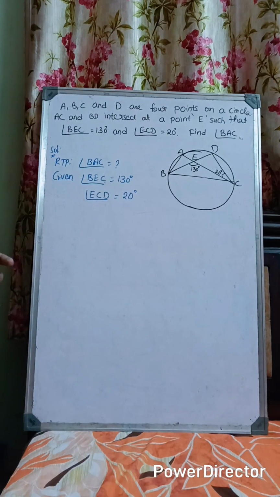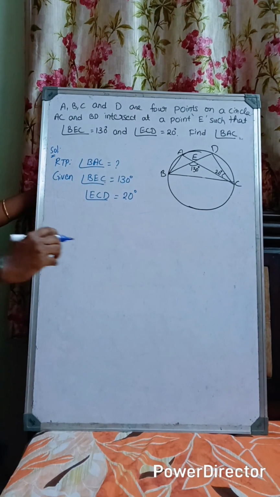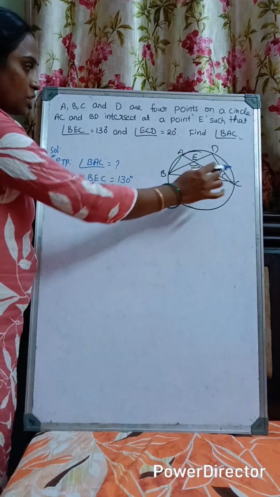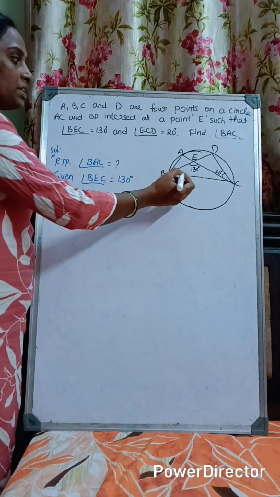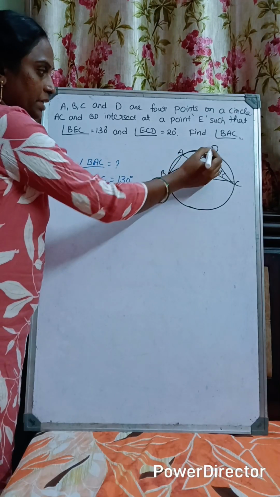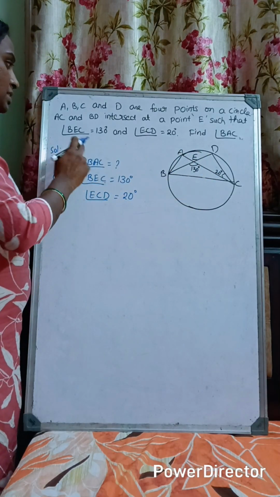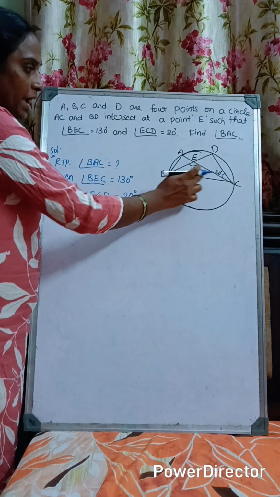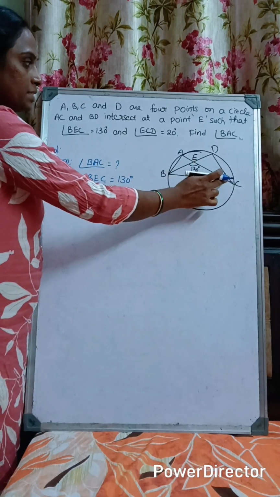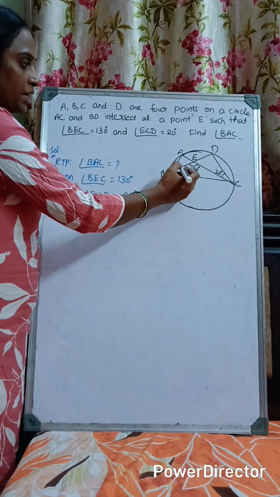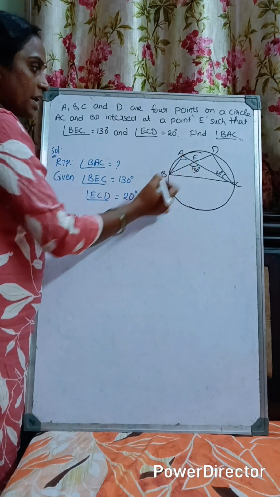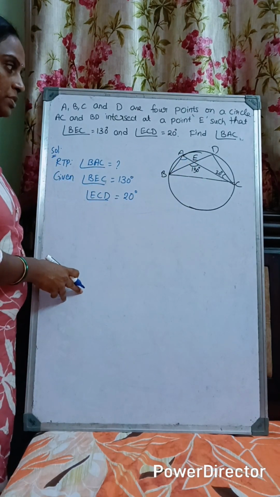Let's see one more question here. A, B, C and D are 4 points on a circle. AC and BD intersect at E such that angle BEC is 130 degrees and angle ECD is 20 degrees. We need to find out the angle BAC. Here we need to find out that one.